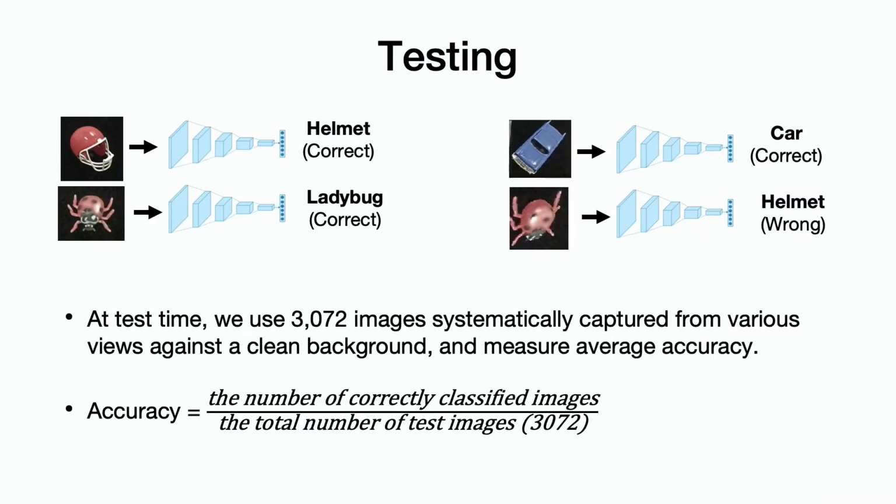After the training is done, we test the performance of the model in this way. First, we prepare clean background images of the object, like we show here. These images are captured from multiple views to test the capacity of the model, and we have a total of around 3,000 images. The metric we use is accuracy, which is the number of correctly classified images divided by the total number of test images. For example, suppose we only have 4 images for tests, like we show here. If the model correctly classifies 3 images out of 4, the accuracy will become 75%.